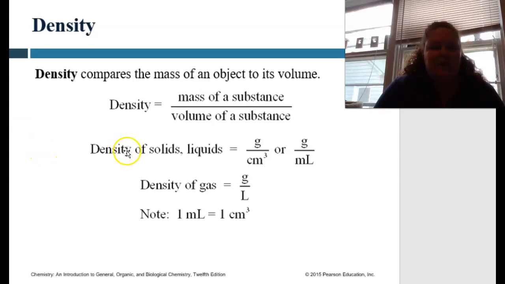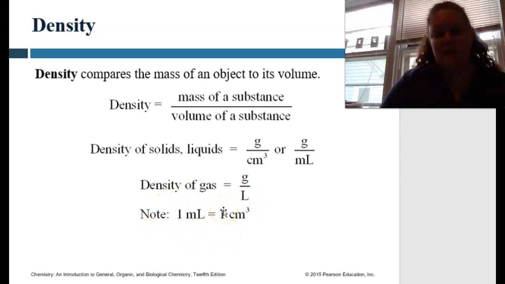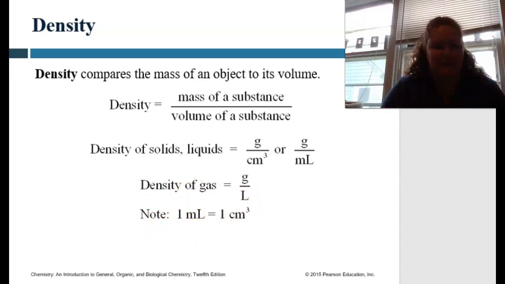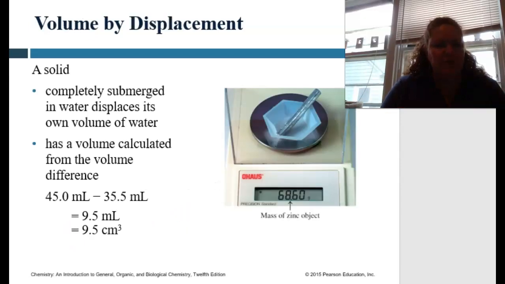So you can see that the density of solids and liquids would be grams, which is the mass, over the volume, which would be centimeters cubed. Again, we told you that centimeters cubed is the same as milliliters, and that's also the same as a cc. So the density of gas would be grams per liter. And again, remember that 1 milliliter is the same as 1 centimeter cubed, which is also the same as a cc.